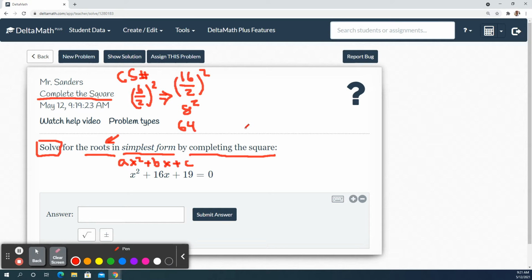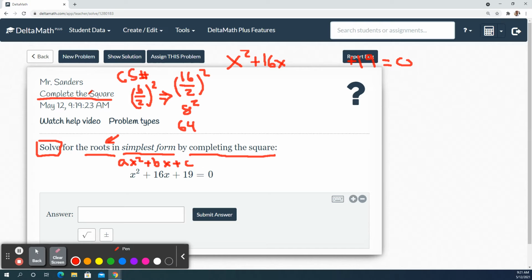So here's what I recommend and how I do it. It's different than his technique. You can always look through what he does to follow his methods, whereas I'm going to show you an alternate style. So x squared plus 16x, you leave a space here. You still have a plus 19 equals 0. In this space is where we're going to interject the 64.